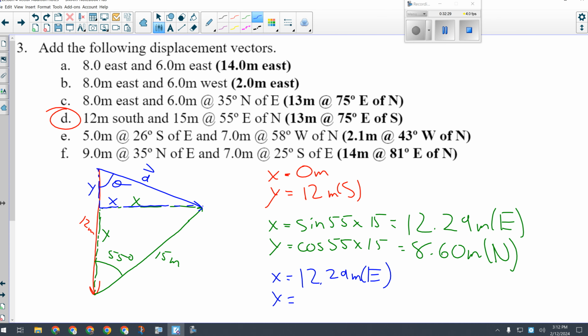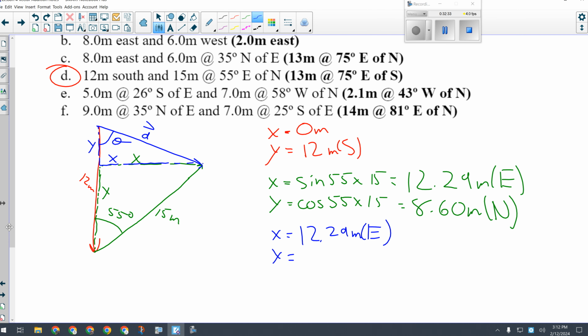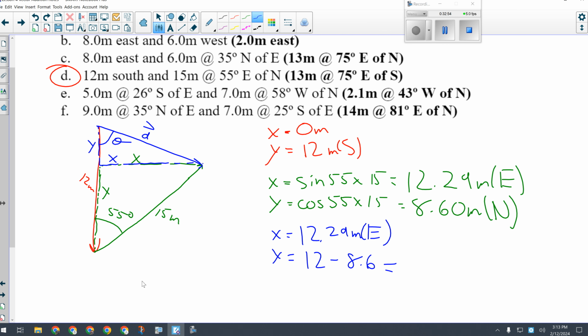For Y, we actually do have to do a little bit of calculating. We go 12 meters south, and then we go back 8.60 meters north. So we'll have to go 12 minus 8.6, with all the decimals obviously in the calculator here. So 12 minus 8.60, and that is going to give us 3.40. We'll keep all the stuff in our calculator. 3.40 meters south.